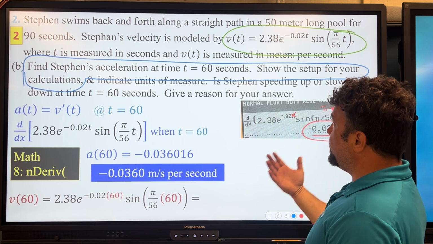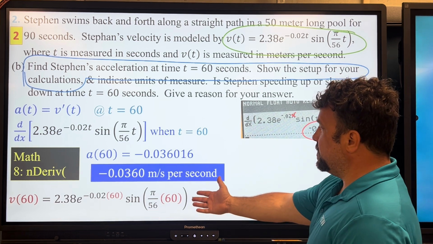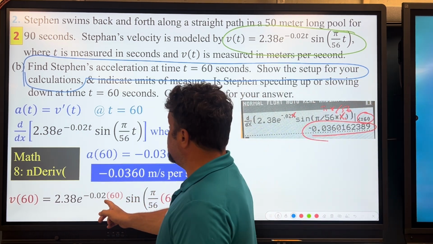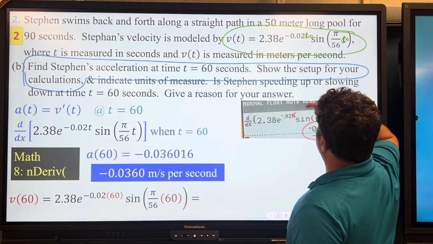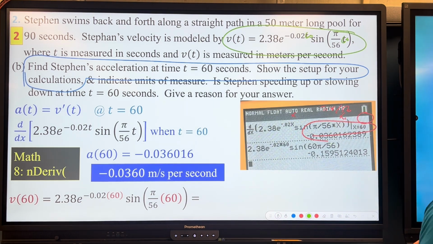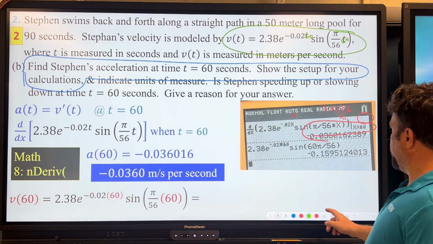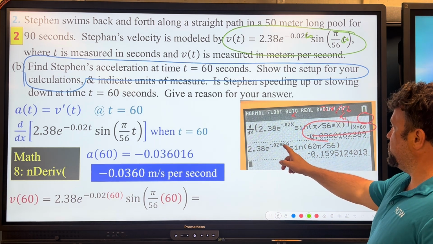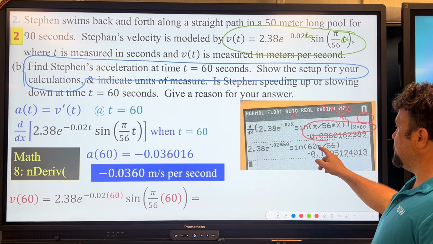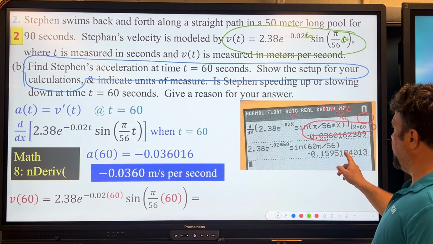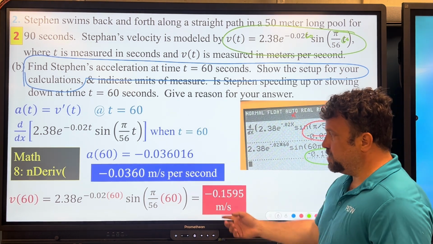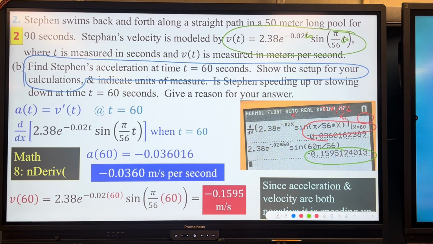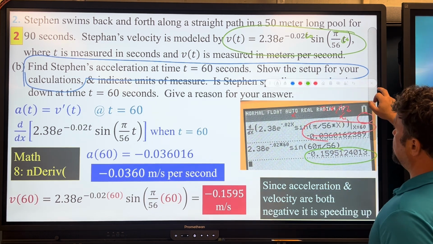All right, now we have to find the velocity. The velocity, we're just going to take this equation and we're going to plug 60 into it. Now, what equation? The original equation. So anytime you see a t, you plug 60 in, plug it into your calculator. 2.38 e to the negative 0.2 times 60, sine, open parentheses, 60 pi divided by 56, and you get an answer, which is negative 1595. What do you notice about both of these? They are both negative.